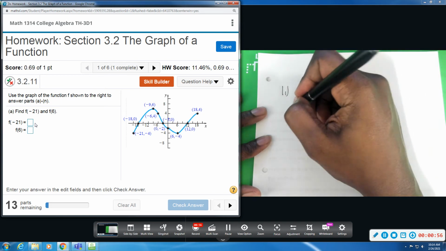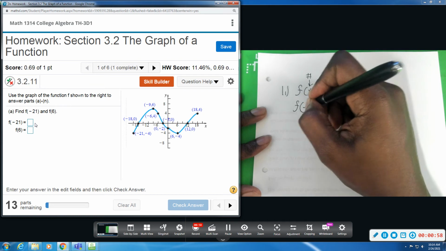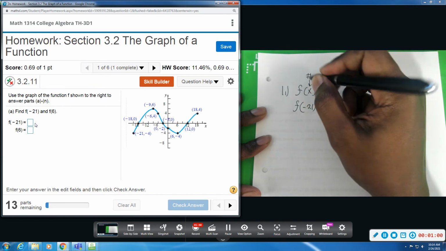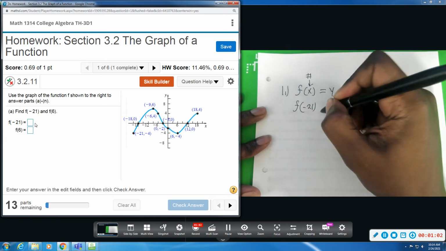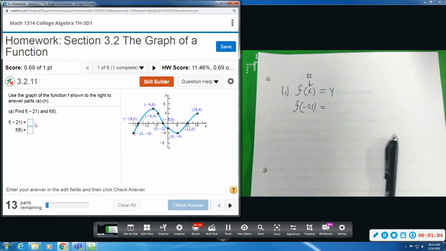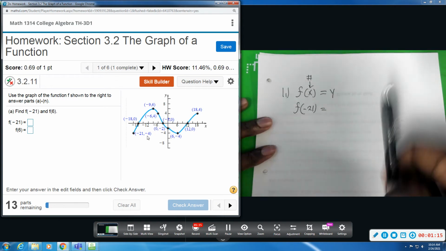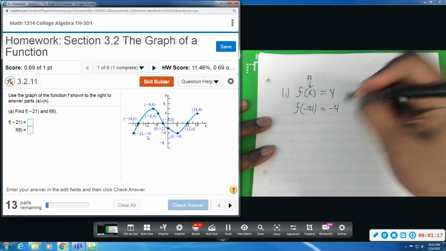All right, so f of negative 21 means that x is negative 21. So you're going to go to the graph, find negative 21. So going to the left, here the ordered pair says negative 21. The y value associated with that is negative 4. So this one is just negative 4.